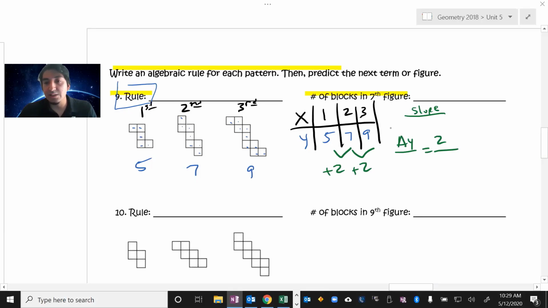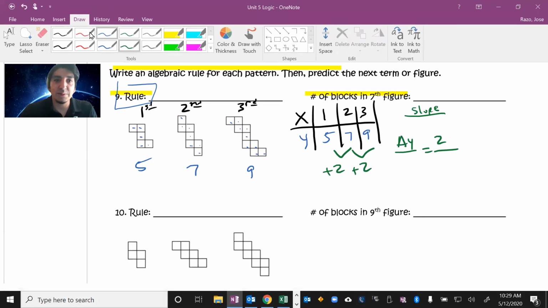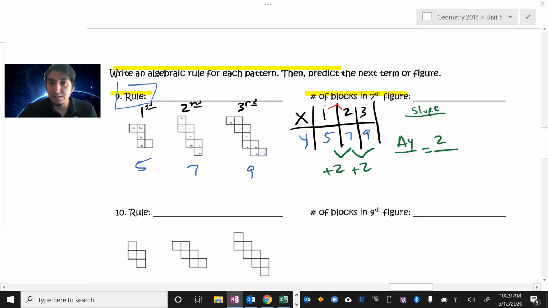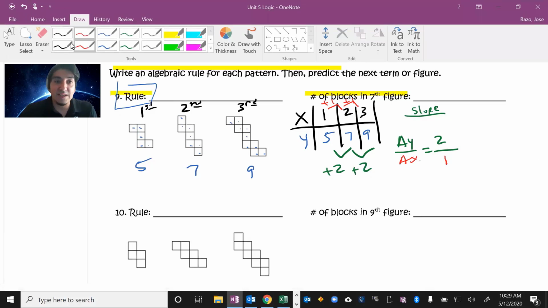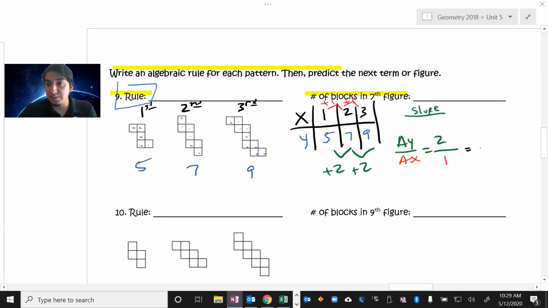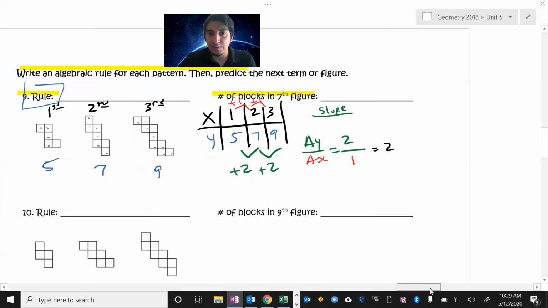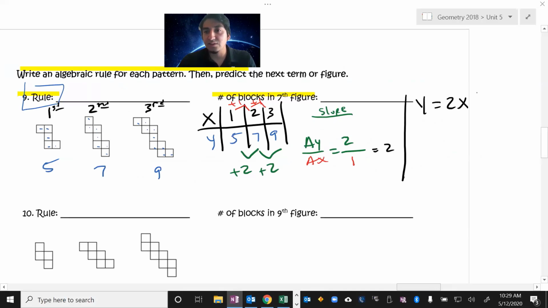Is going to be 2 over, and then I'm going to look for, that's plus 1, that's plus 1. So my change in x is going to be 1. And now my final answer for this is going to be 2. So that means my equation, so you start moving this stuff around. So that means my equation is y is equal to 2x plus b, so forth. So that's the first half I got.